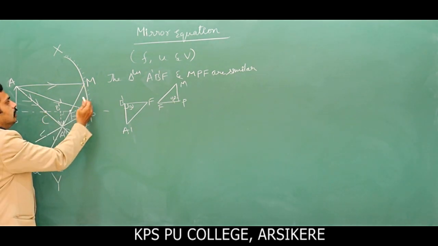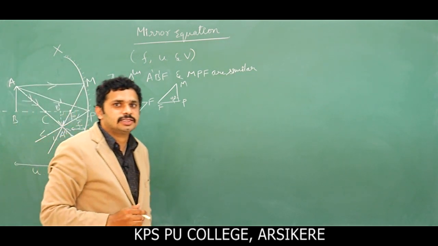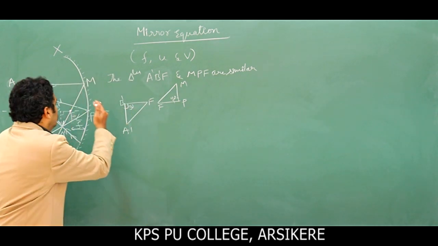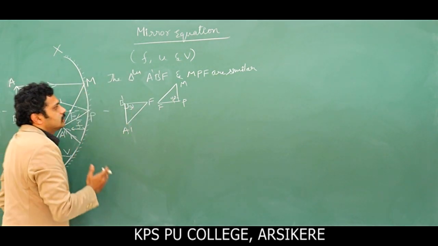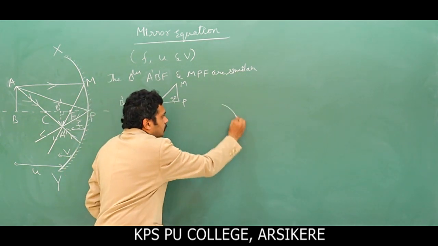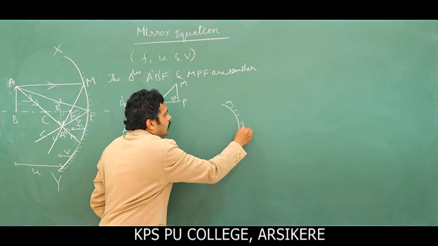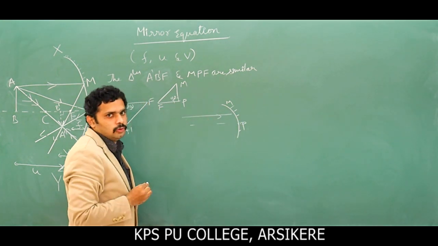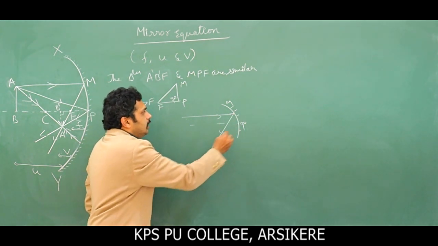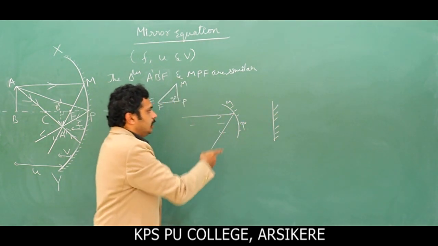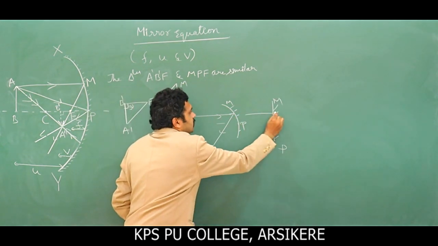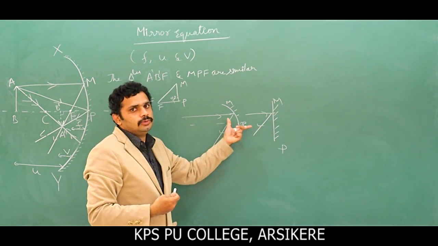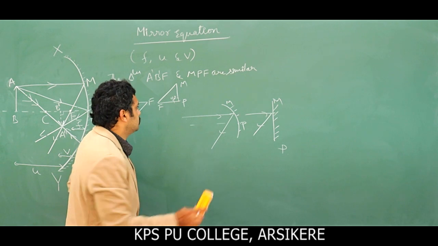Here we are using paraxial rays. For paraxial rays, you consider MP is straight. Actually here MP is curve, but for paraxial rays, you consider MP is straight. What is paraxial? The rays are closer to the pole. If you take paraxial, we consider MP is straight. Here I took MP as straight. We can take MP straight for paraxial rays.